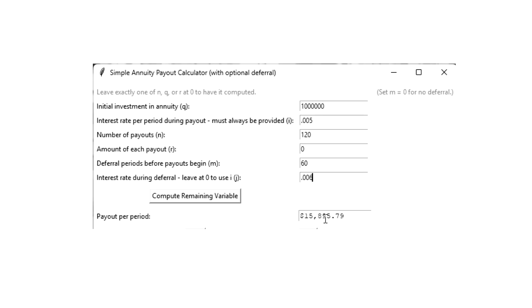Okay, so quite a bit more. You haven't put any more money into it, but you've accumulated interest for 5 years at a slightly higher rate per period. And instead of a little over 11,000, it's almost 16,000.